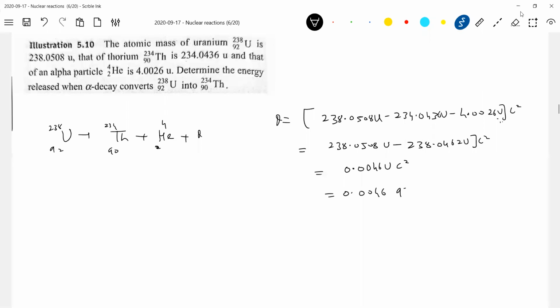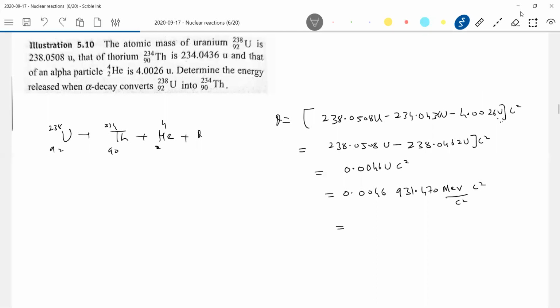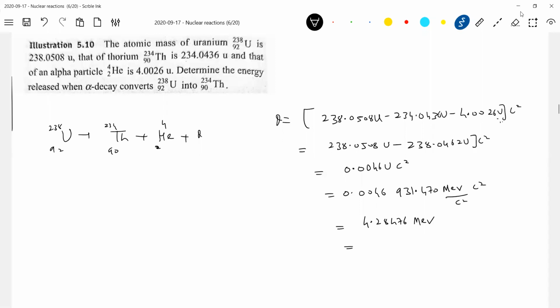1 AMU is how much? 931.470 mega electron volt by C square into C. C square gets cancelled. So into 931 point. Don't use calculators. Better make a practice of it. Okay, this much energy is released.